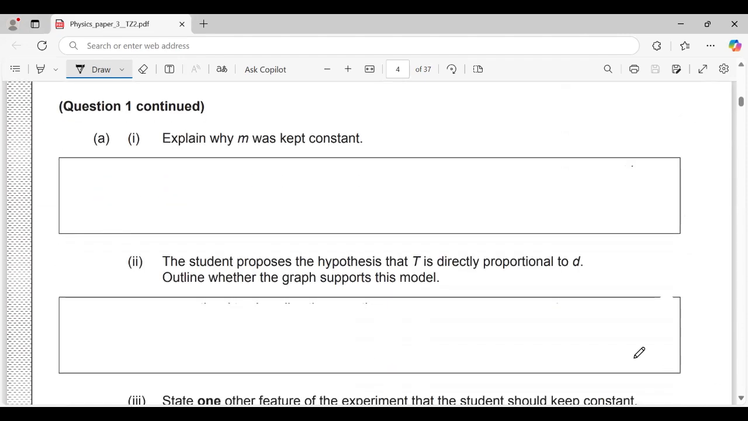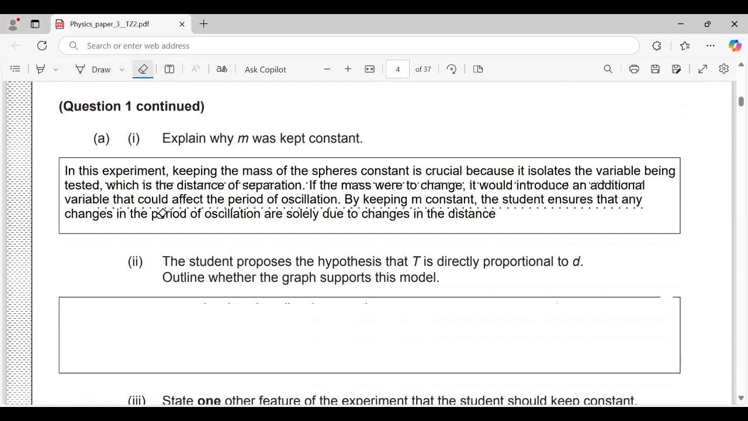Explain why m was kept constant. I have provided my opinion, my answer about this question. This one, you may copy or you may add your opinion into this opinion.